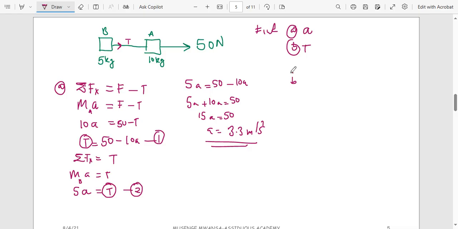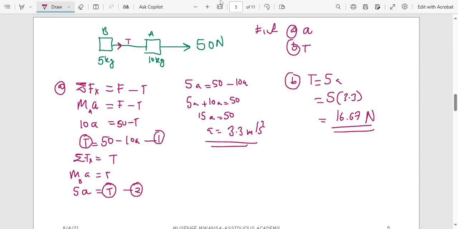Now, the second part of the question, we want to find the tension. You can use any one of these two equations, equation 1 or equation 2. Let me use equation 2. Tension is equal to 5A. So simply say 5 times the acceleration, which is 3.3. So this is going to give us 16.67. Tension is a force. This is newtons. So that will be the tension in the cable.